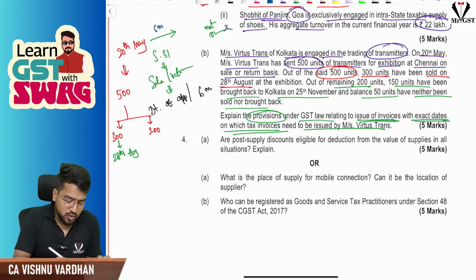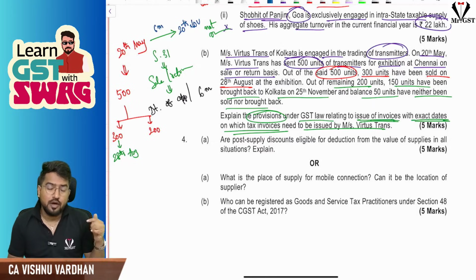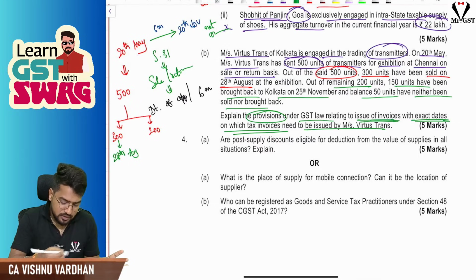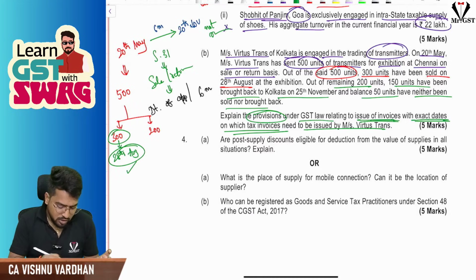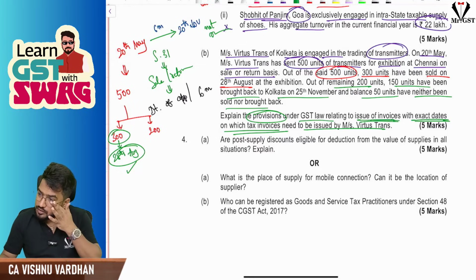So 20th November is the deadline at least. Before that, you should have sold, or brought the goods back, or raised the invoice. Now, sir, what will happen? On 28th August he is making the supply, so for the 300 units he should raise the invoice on or before 28th August. Hope it is clear to you. On or before 28th August.